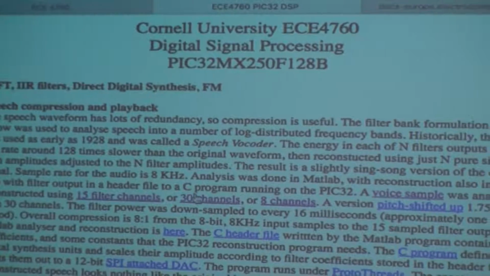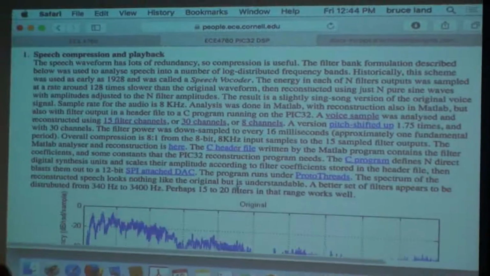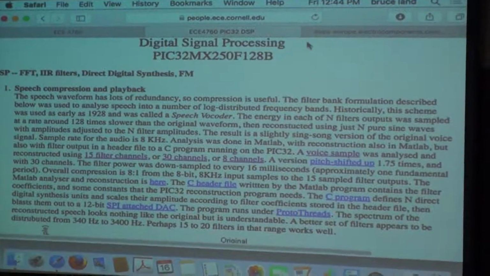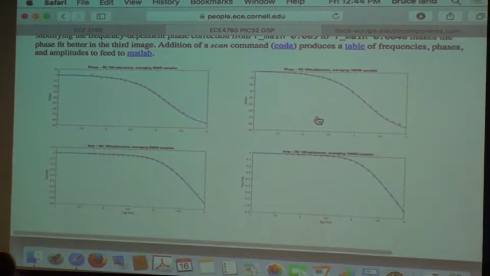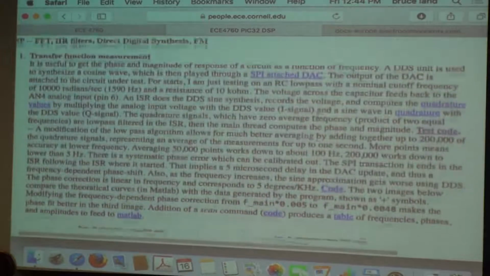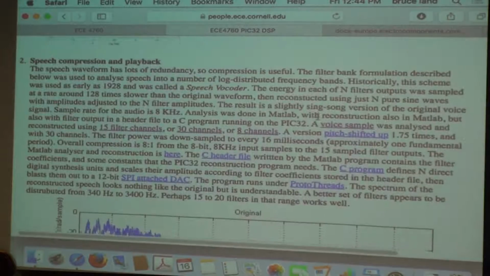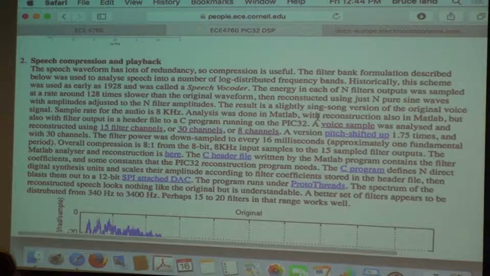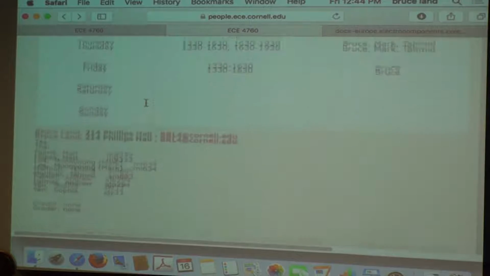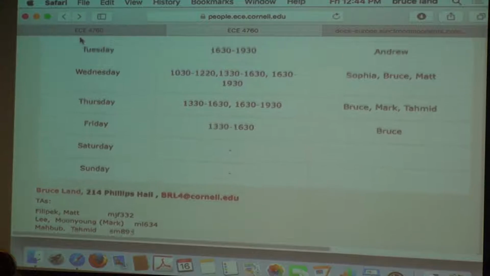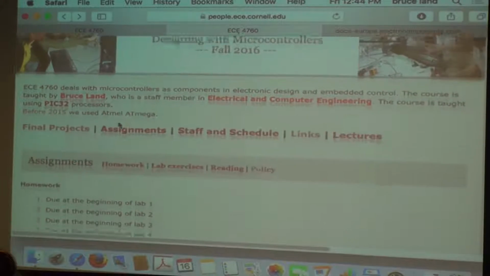DSP. So the speech playback thing, oh, this is old. Wait a minute, let me refresh this. Yeah, transfer function measurement. You're not talking about transfer function measurement, or are you? Or are you talking about the speech stuff? No, I'll just show you after class. It's on that test group. The Lab 2 test code? No, it's not the test code.